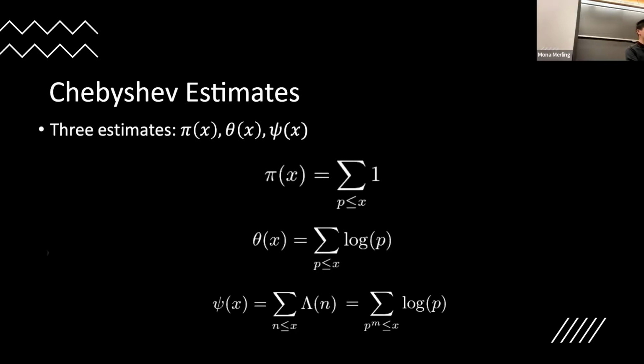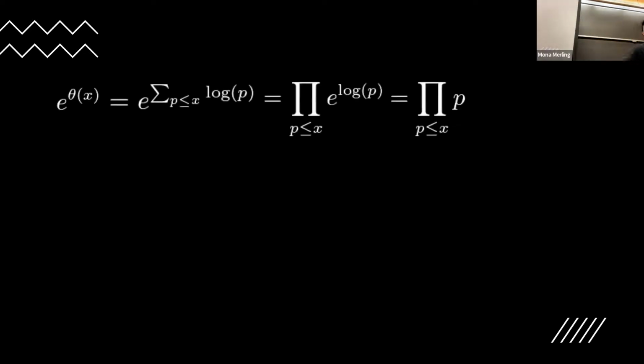Of course, now that we have these three functions, how do we estimate them? Well, the unique thing about logarithms is that if you exponentiate them, sums become products. So if we exponentiate theta, we get e to the theta is equal to the product of all the primes up to x. What are some next steps or approaches?